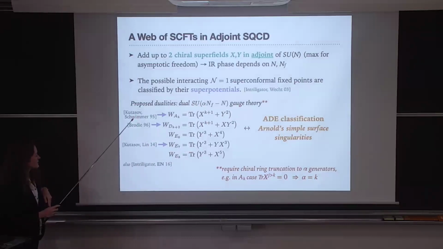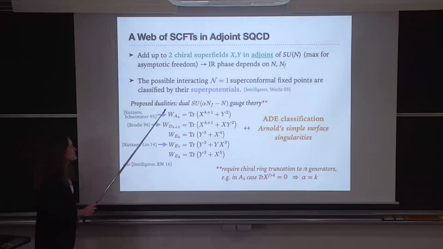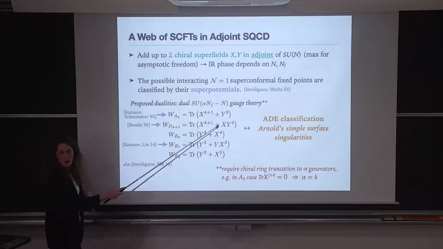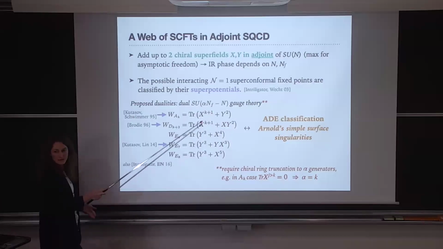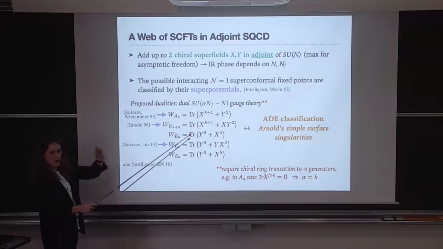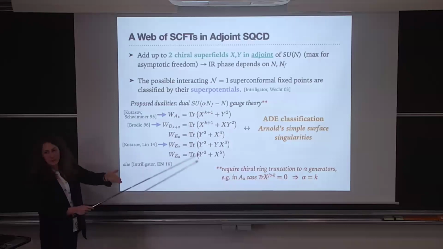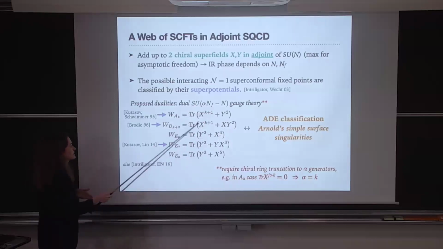The first generalization was by Kutasov and Schwimmer for these A_k theories. These A_k theories are just one-adjoint theories. Here I just have a mass term for the second superfield, so it's equivalent to just integrating it out at low energies and being left with the theory of one superfield. With just one adjoint chiral superfield, the fixed points of this theory are labeled by this trace X to the power k plus 1 superpotential.